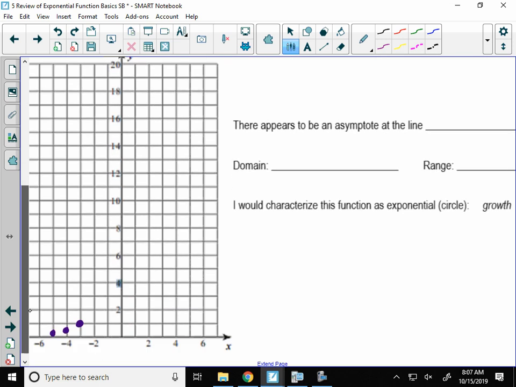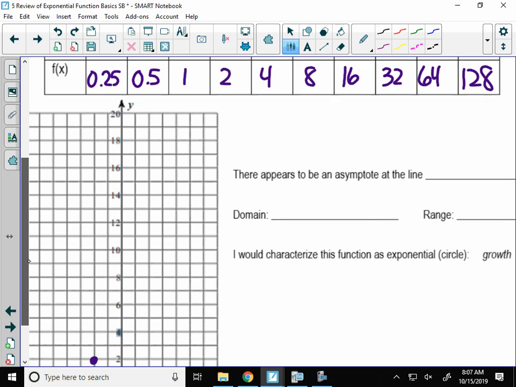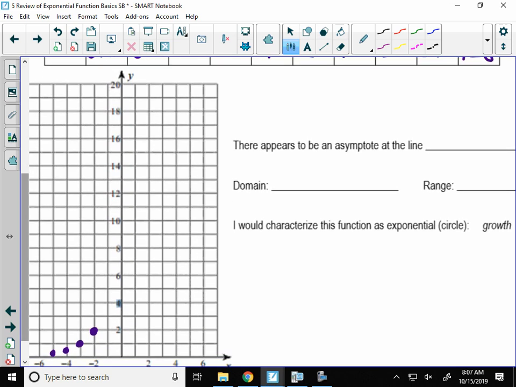-2, 2. I think it's a -1, 4. Yeah. -1, 4, which is right here.